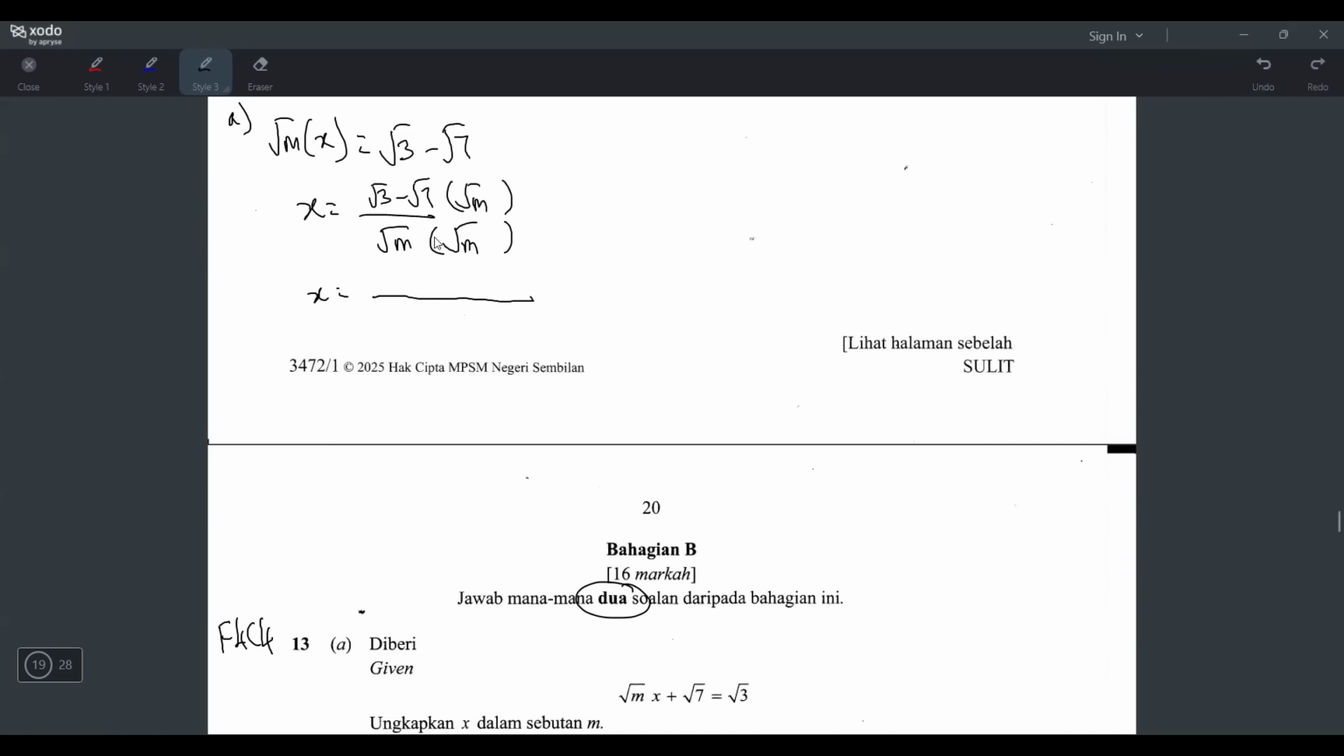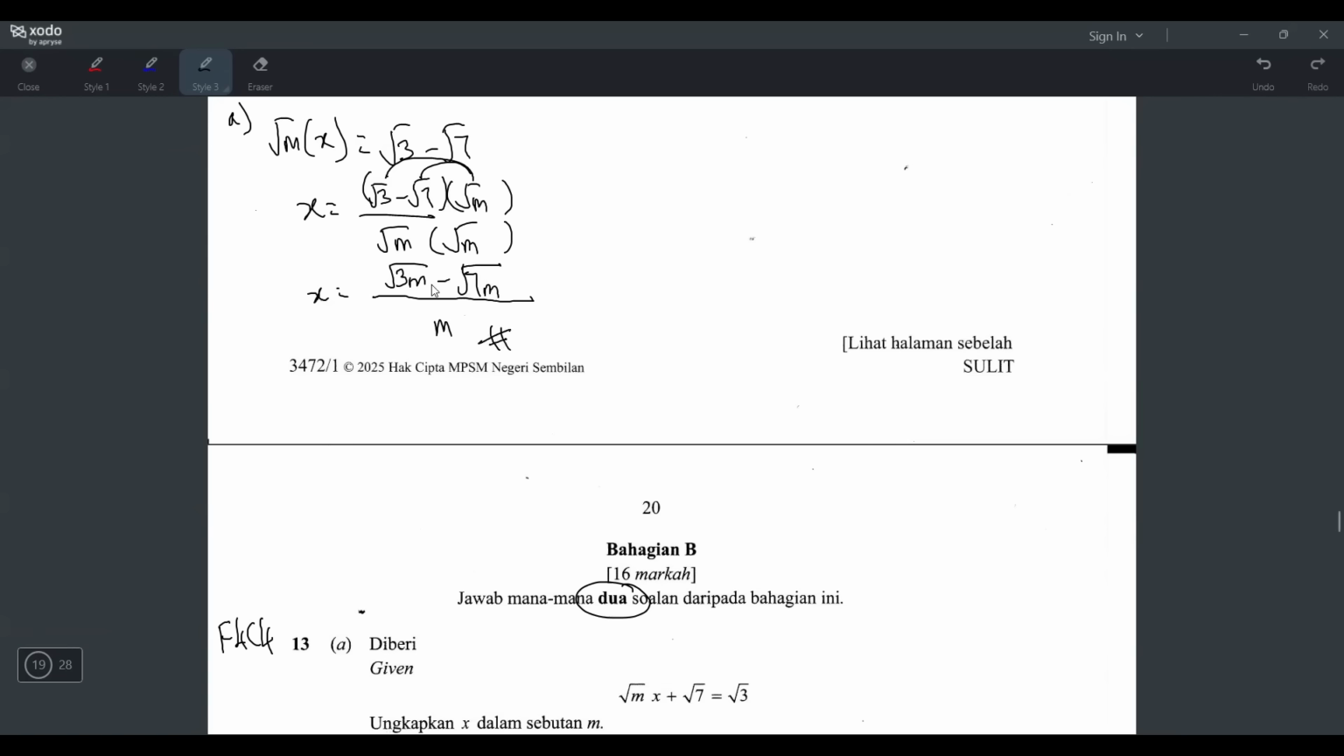And why do I do that? To remove the square root at the bottom. So square root m times square root m will give you m, and then this one is one term multiply 2 terms, so you have to multiply like this. Square root m times square root 3 will be square root 3m. Square root m times square root 7 will be negative, minus square root 7m. And I think that's all.